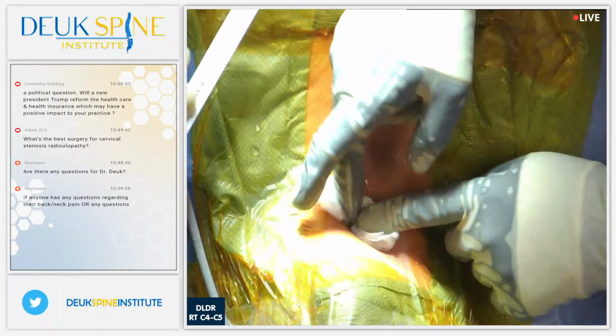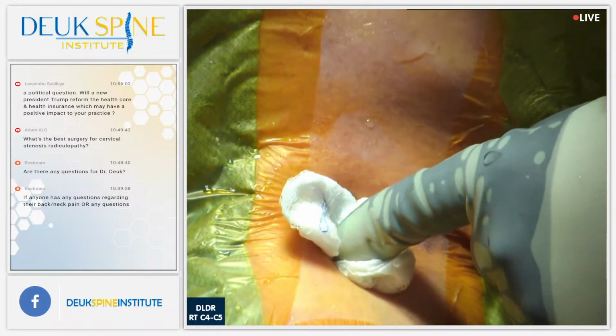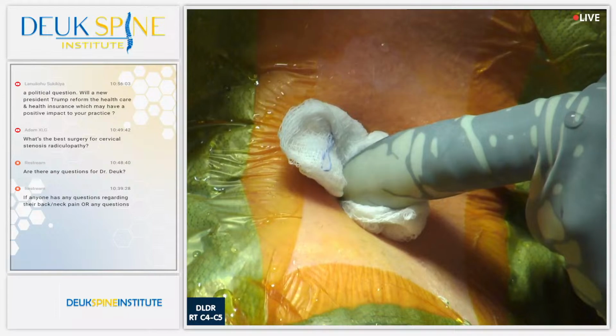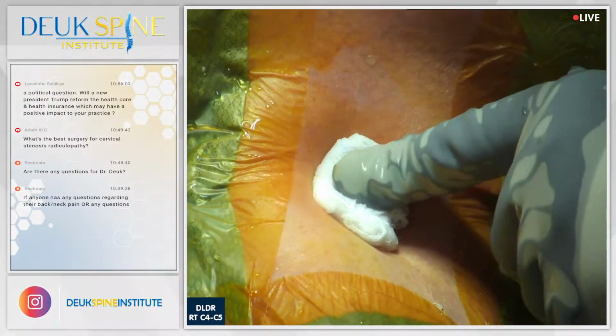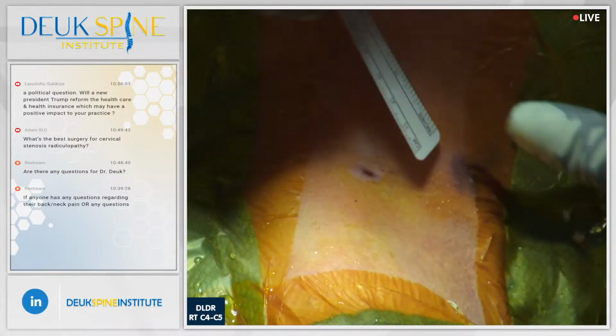Okay, you've seen now what actually causes facet joint pain. It's the same thing that causes disc pain. When you have an injured disc or an injured facet, it's inflammation going on in that injured joint that causes the pain. All right, there's the incision.